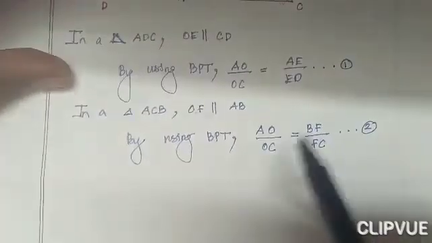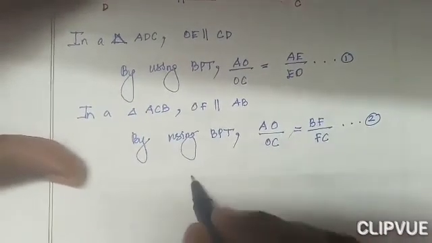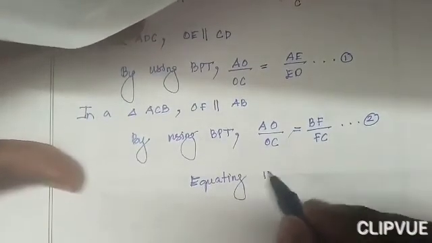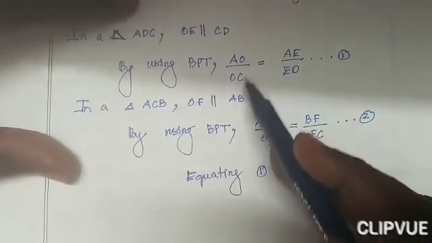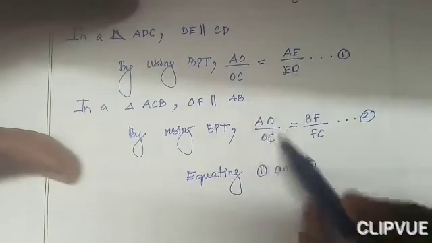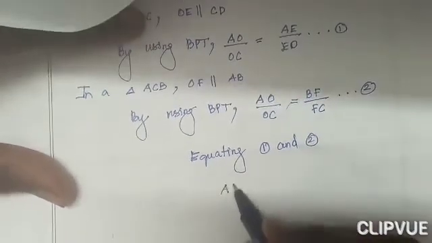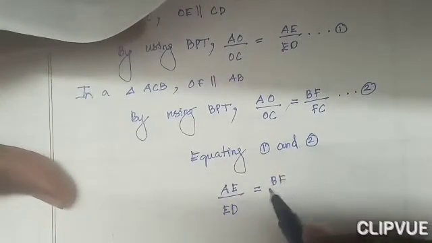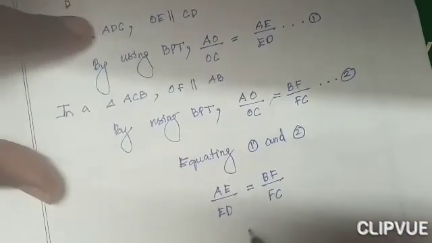So from 1 and 2, equating, what do we get? Here AO by OC equal to AE by ED. Here AO by OC equal to BF by FC. So when we equate them, AE by ED is equal to BF by FC. Hence it is proved.